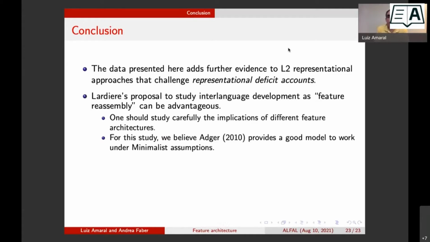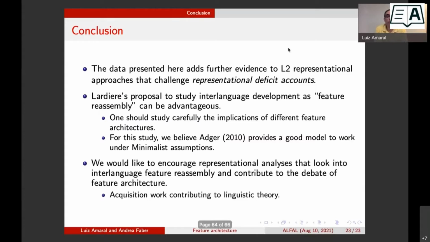And Lardier's proposal to study interlanguage development as feature reassembly can be advantageous. One should study carefully the implications of different feature architectures. For this study, we believe that Azure 2010 provides a good model to work under minimalist assumptions, right? We would like to encourage representational analysis that looks into interlanguage feature reassembly and contributes to the debate of feature architecture.